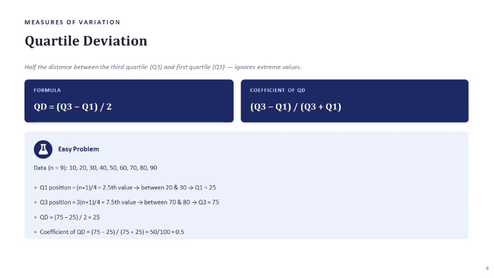Since we got Q1 as 25 and Q3 as 75, we write the formula for QD, that is equal to Q3 minus Q1 divided by 2, which is equal to 75 minus 25 divided by 2, which is equal to 50 by 2, that is equal to 25. The coefficient of quartile deviation is equal to Q3 minus Q1 divided by Q3 plus Q1, that is equal to 75 minus 25 divided by 75 plus 25, that is equal to 50 by 100, which is equal to 0.5.